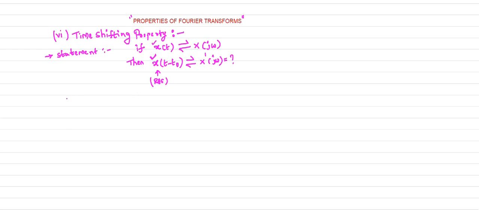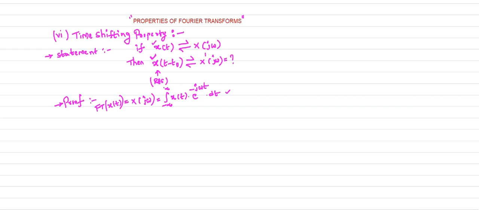So how are we going to prove this? You already know the Fourier transform of a continuous time signal. What is the Fourier transform of a continuous time signal? It is X of j omega equal to integral from minus infinity to plus infinity of x of t, the time domain signal, into e power minus j omega t dt. This is the Fourier transform of your time domain signal x of t. This is the formula.